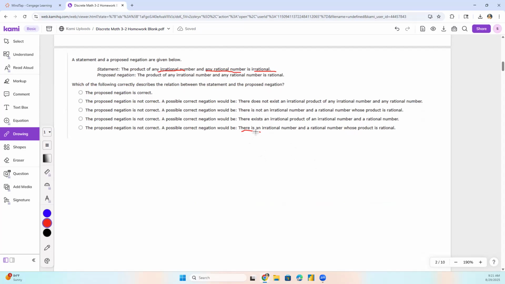Okay. And then I'm thinking that the correct answer is going to be this one, because there's an irrational number and a rational number whose product is rational. So instead of saying all the cases, its negation will be there are some cases of multiplying an irrational number by a rational number whose product is, and negating this will be irrational. So the answer will be this one.